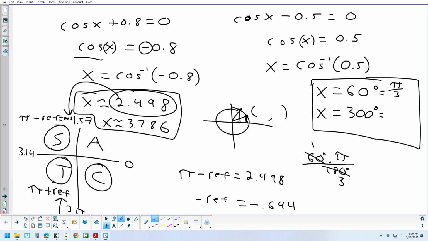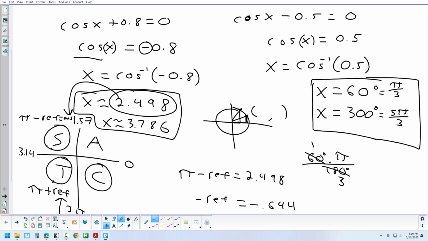So now if 60 is pi over 3, how much would 300 be? 300 pi divided by 180. So 300 goes into itself one time, but it wouldn't go into 180. Oh, wait a minute. We can just do it because 60 times 5 would be 300. So we just do 5 pi over 3. Yep, exactly. 5 pi over 3.